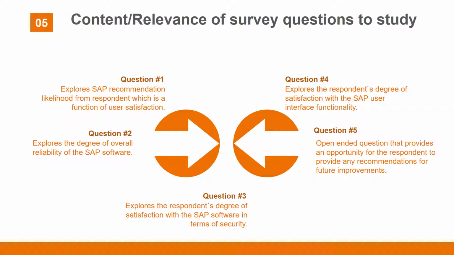The second question also attempts to explore the degree of the overall reliability of the software, which is also very relevant to the study, geared towards understanding the drawbacks of the software and guiding the product improvement or research and development team on how to make the best decisions on future releases in terms of the overall reliability of the SAP software.